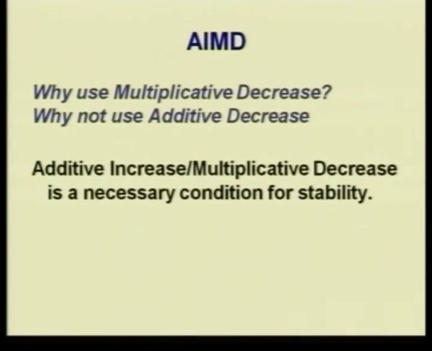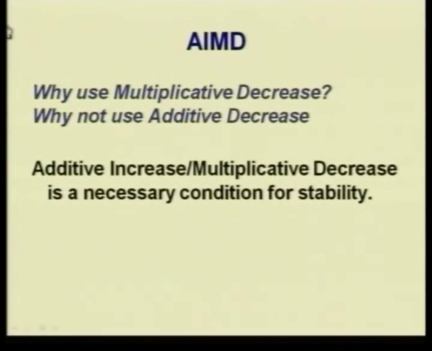Why not something like an additive or a subtractive decrease? What do we mean by that? If I transmitted 8 packets and an error had occurred, with multiplicative decrease I will set my congestion window to 4. After I have set it to 4, I send 4 packets into the network. Now what do I do? If I start getting back acknowledgements correctly, I will increase the window size by 1. That is, I will keep doing additive increase and multiplicative decrease.